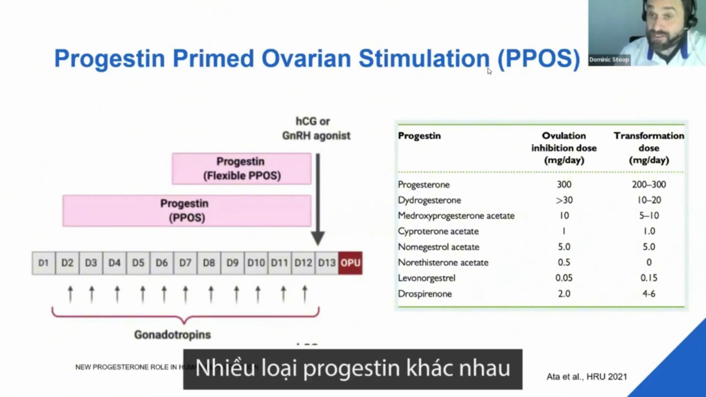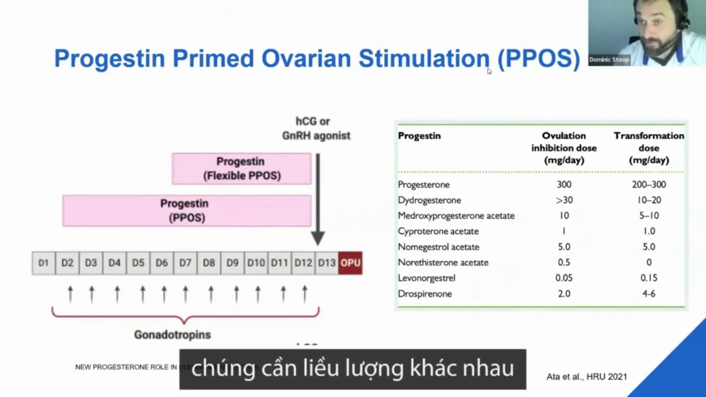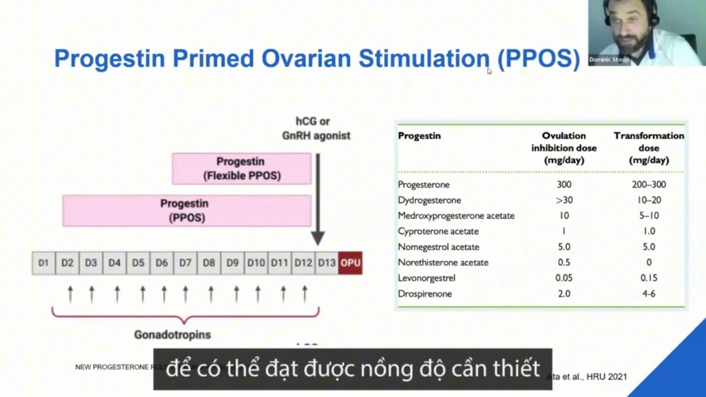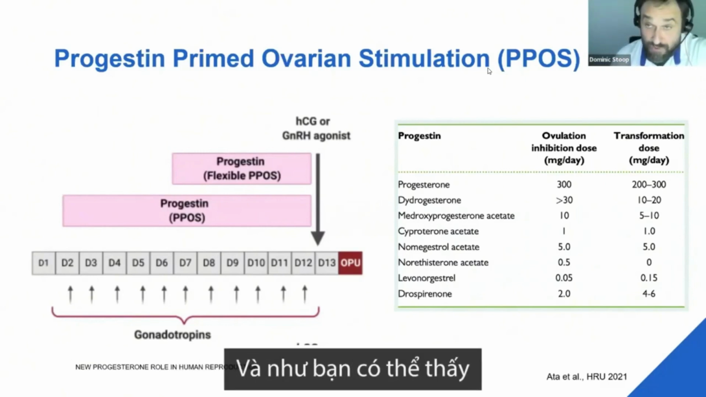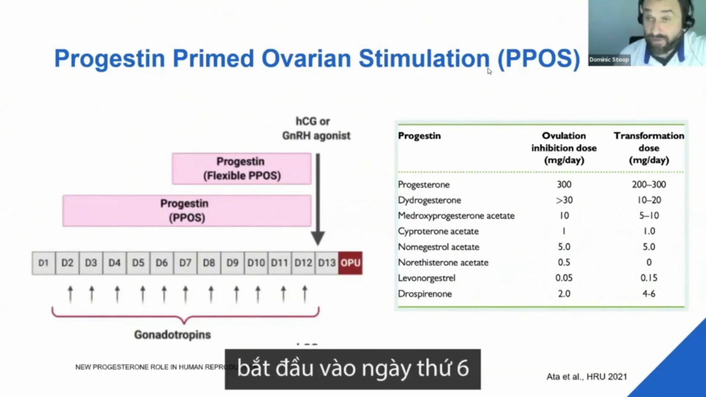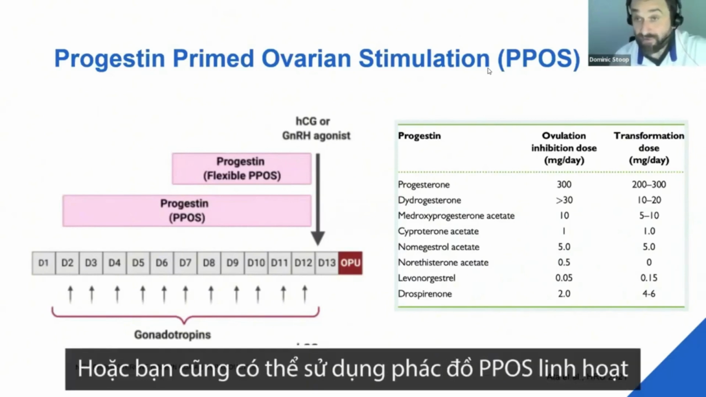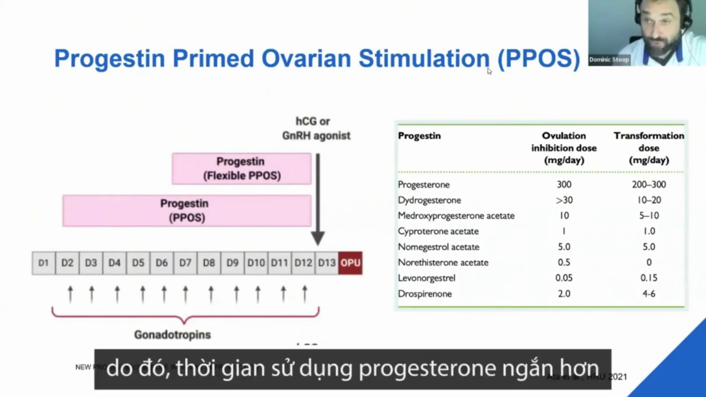There are several progestins, and also micronized progesterone, that have been tested. They all have different doses that are needed to inhibit ovulation. And there's also, as you can see, a flexible PPOS protocol where, analogous to the GnRH antagonist, you start on day 6, or you could make it flexible based on follicular size. So you have a shorter time of progesterone administration.